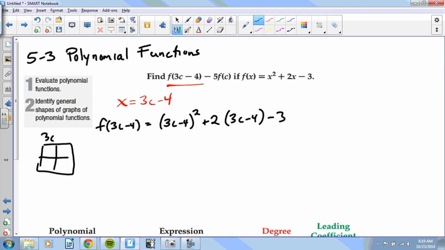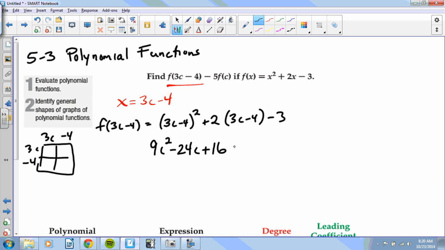And we set it up as 3c and negative 4, 3c and negative 4. So do that, go through the multiplication. What you'll get out, you'll get 9c squared, and you'll get minus 24c, and then you'll get plus 16. Okay, that'll be my result of that part.